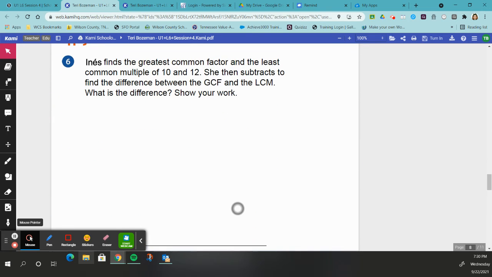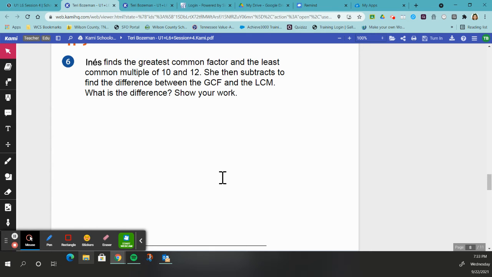Let's take a look at number 6. Inés finds the greatest common factor and the least common multiple of 10 and 12. She then subtracts to find the difference between the greatest common factor and the least common multiple. What is the difference? Show your work. So she finds both the LCM and the GCF for 10 and for 12, and then subtracts the difference. So first start off with the first step, then go to the next step and see if you can find the answer to this question.